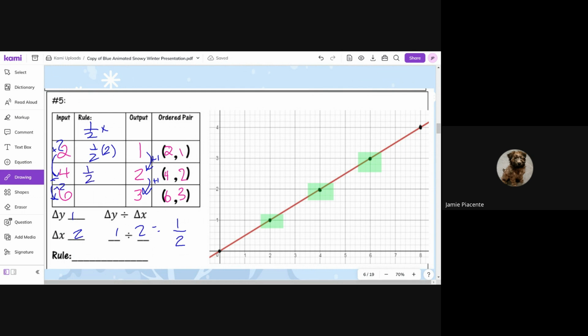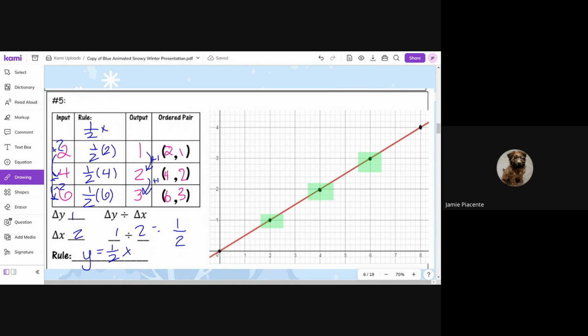We're going to take half of 4. If I split 4 in half, I get 2. Half of 6, I get 3. So my rule is y equals 1/2 x. So again, the really important thing here, first of all, is 1 divided by 2 is not 2. Okay, hopefully we know that.